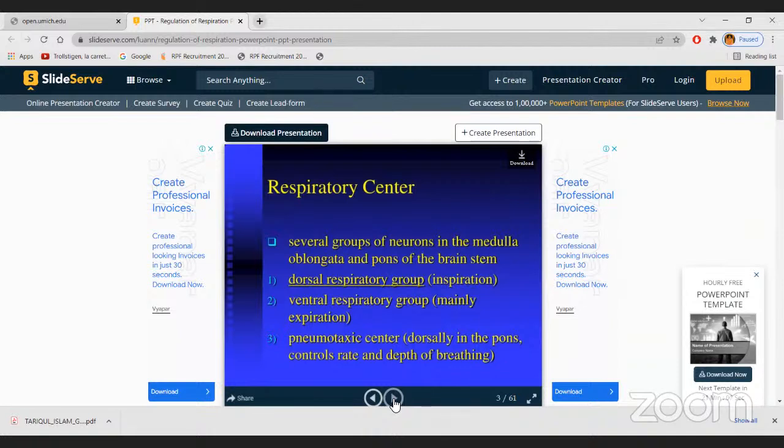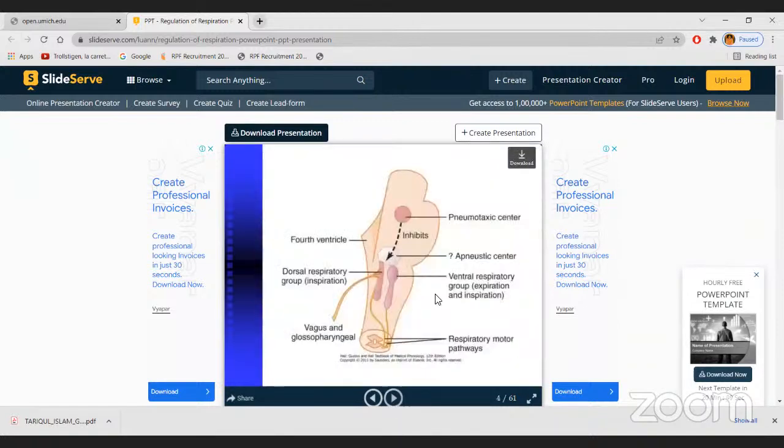The dorsal respiratory group is mainly for inspiration, and the ventral respiratory group is mainly for expiration. The pneumotaxic center, dorsal in the pons, controls the rate and depth of breathing. So this image clearly shows the fourth ventricle, the dorsal respiratory groups and the ventral respiratory groups.